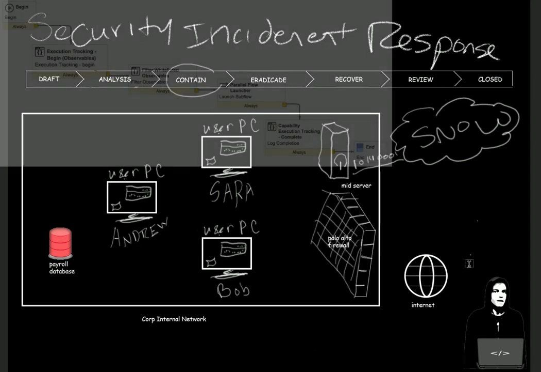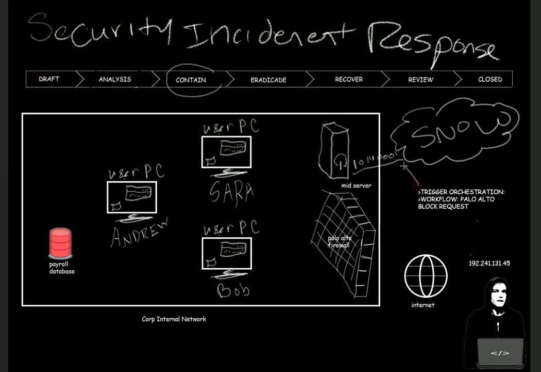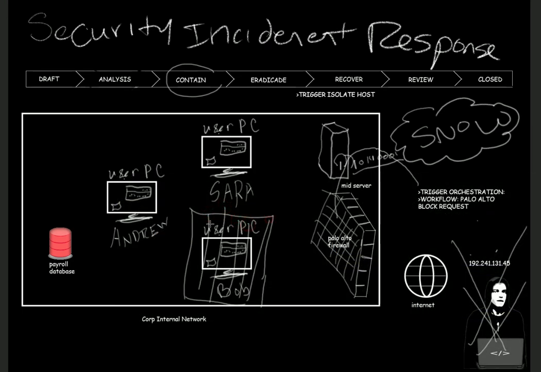So now it's time to contain. Since we've identified the IP address, we're going to trigger an orchestration workflow called a block request, which is going to send a message from ServiceNow over to Palo Alto saying, hey, block this IP address. That's going to block all traffic from the hacker. Next up, we need to trigger the isolate host so we can prevent Bob's machine from doing any further damage to other individuals on the network.